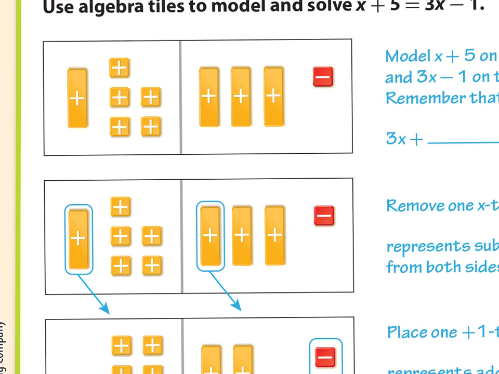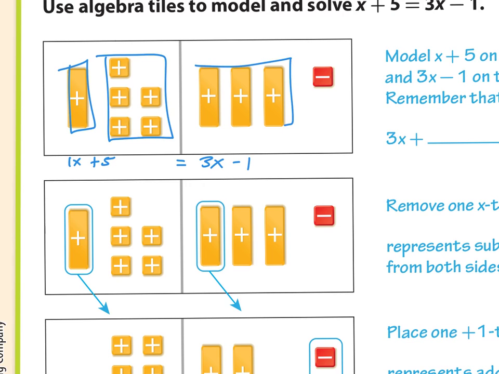with these shapes. So this equation here is actually 1x plus 5 is equal to 3x minus 1. We had 1x here. We had 5 whole numbers. We had 3 x's. And then we had a negative whole number.